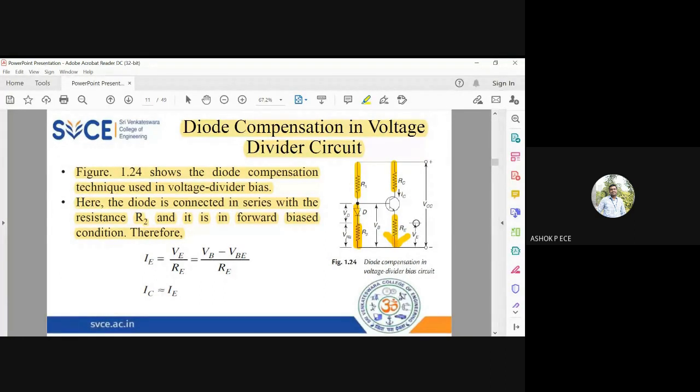And what is VE? The total voltage VB minus VBE. See, the total applied voltage is VB. It is split into VBE and VE. So VE will be equal to the total voltage VB minus VBE. So IE is equal to (VB minus VBE) by RE.